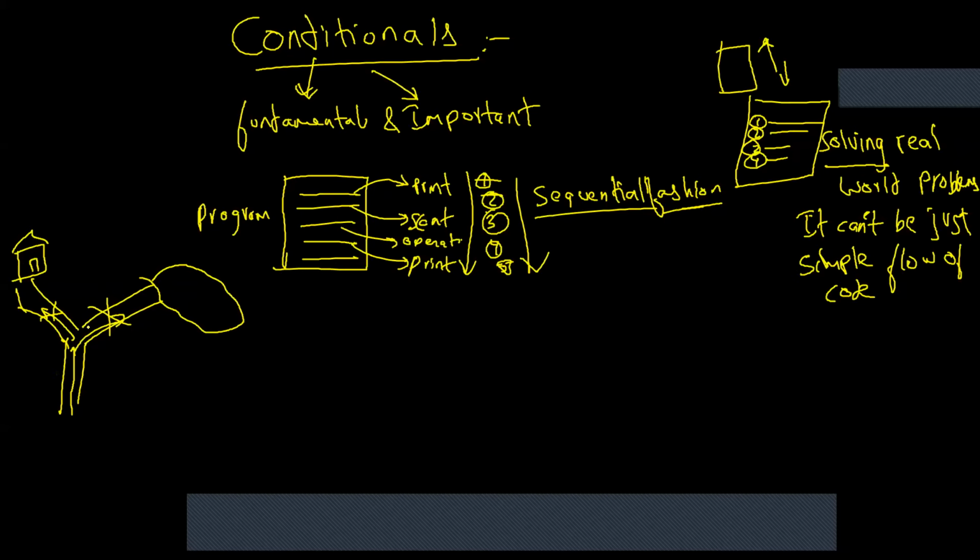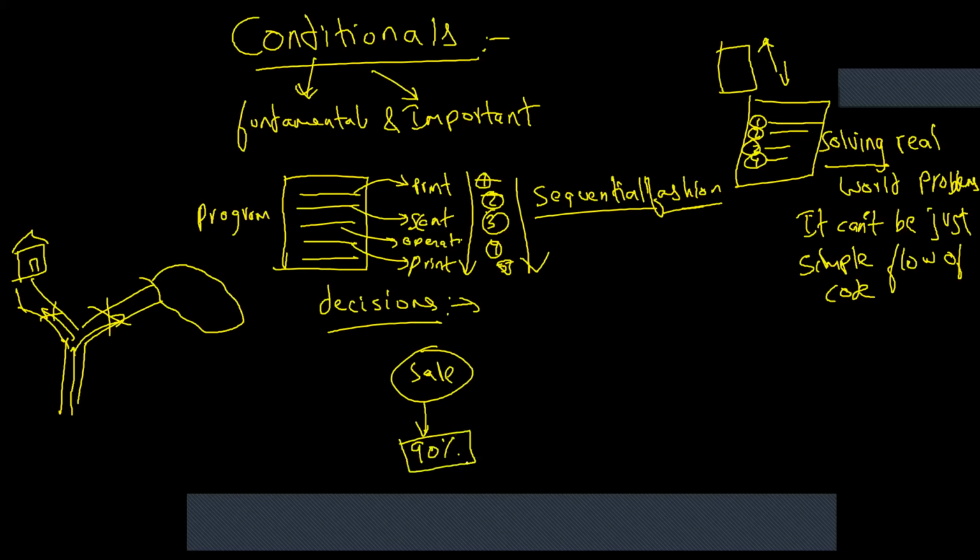For example, if there's some sale. Decisions are important. If there's a sale, and you're having some 90% discount, definitely you'll buy clothes. If there is no sale, you don't go for shopping, right? This is one example, because you don't have so much money, right?